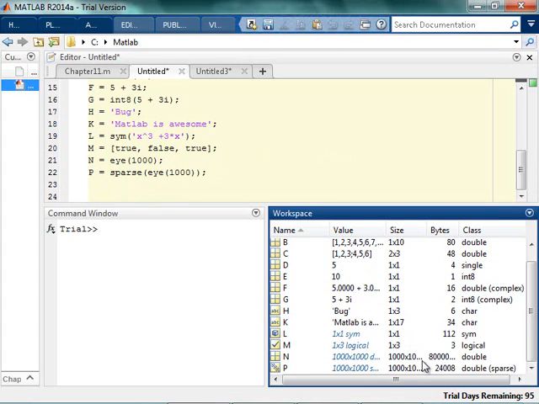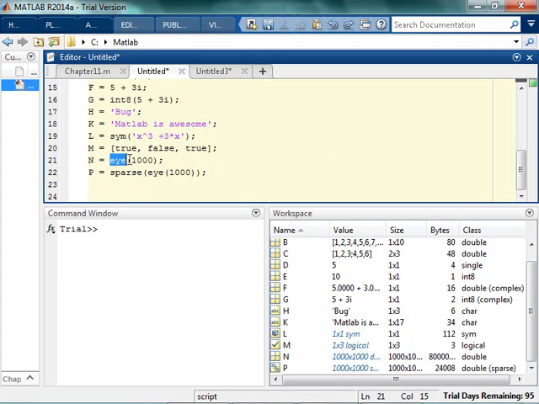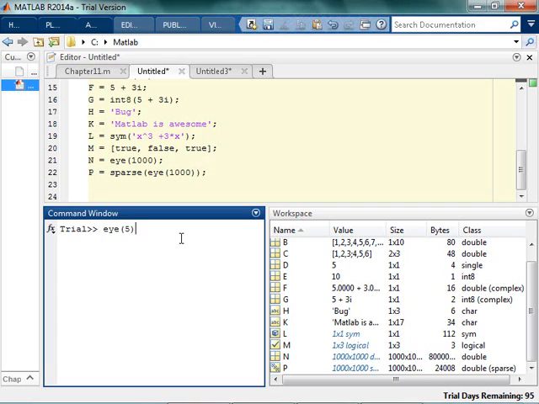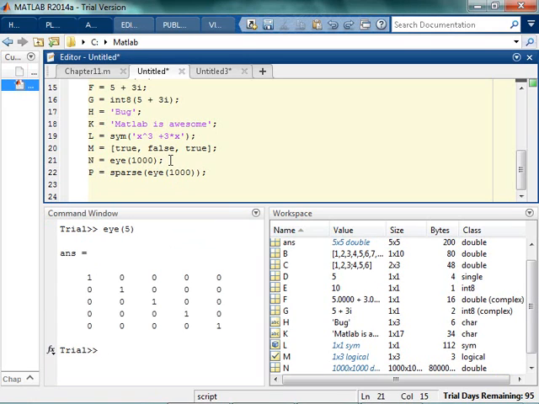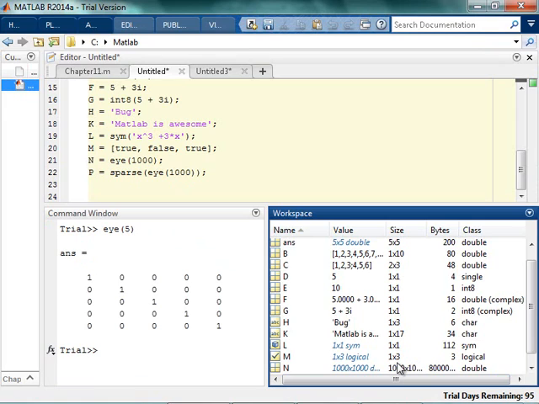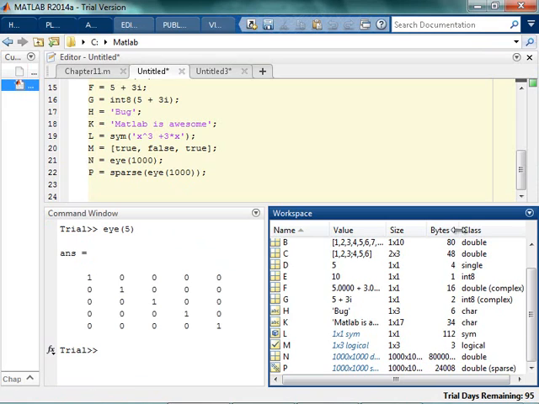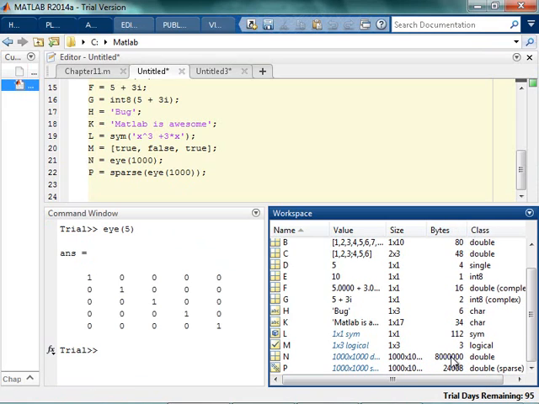Okay, so here's something that's kind of cool. So that's the identity matrix. That just has ones down the diagonal. So if I say I5, that gives me ones down the diagonal. What's interesting is if I have 1,000 by 1,000 with ones down the diagonal, that actually takes up a lot of space. As you can see, it's 1,000 by 1,000, so it's an 8 million byte double.